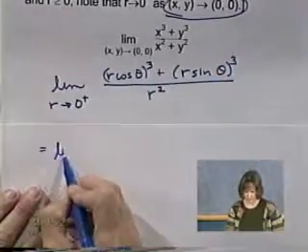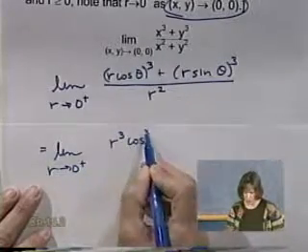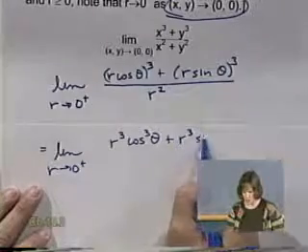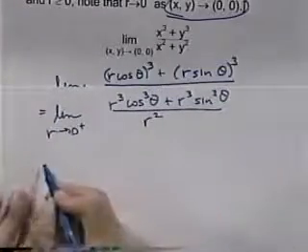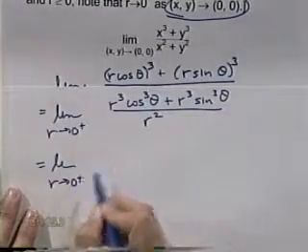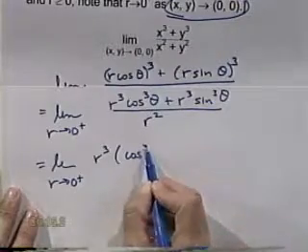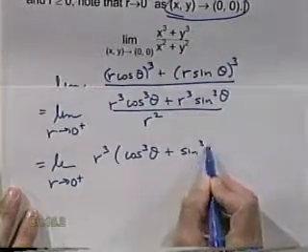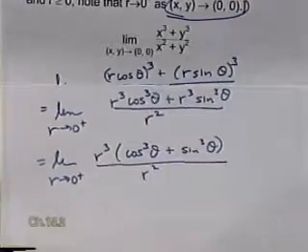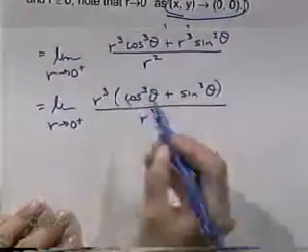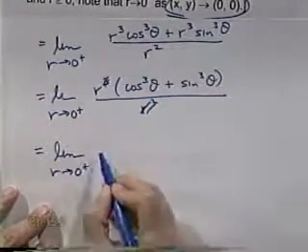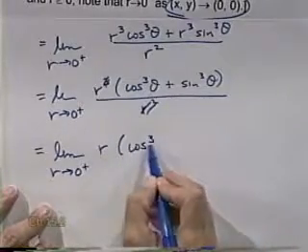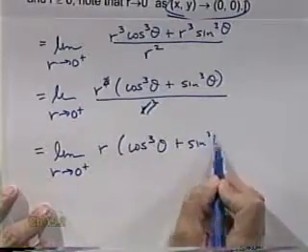This equals the limit as r goes to 0 from the positive side of r cubed cosine cubed theta plus r cubed sine cubed theta over r squared. I think most of you would see you could factor out an r cubed in the numerator. And what can we do with the r's? We can cancel them. And we have the limit as r goes to 0 from the positive side of r times cosine cubed theta plus sine cubed theta.